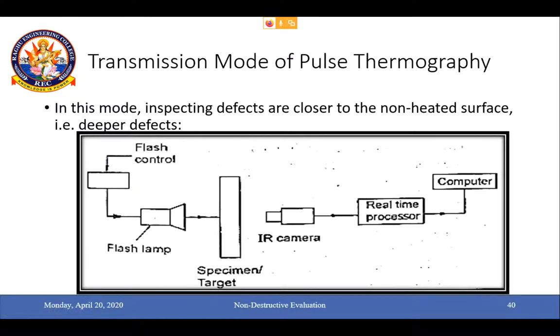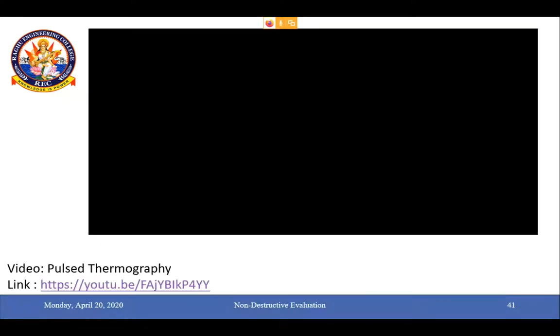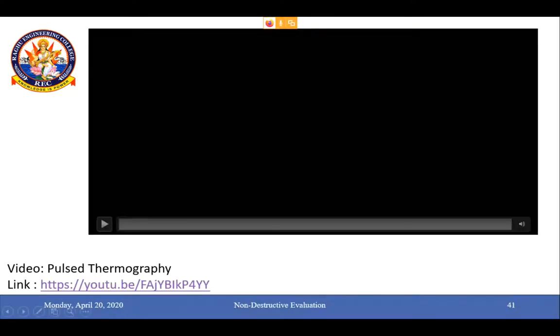There are two modes. One is reflection, where the flash lamp will be in front of the specimen or in the same direction as your IR camera. Whereas in transmission mode, your flash lamp will be placed at the back end of the specimen or on the opposite side of your IR camera. I hope you guys have got it. There is a small video related to pulse thermography. Let us watch this video now.